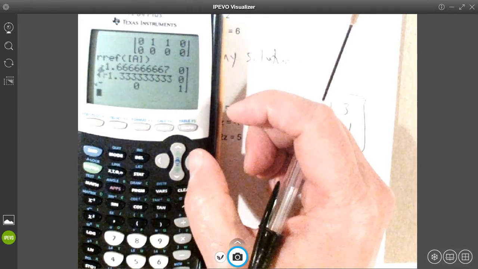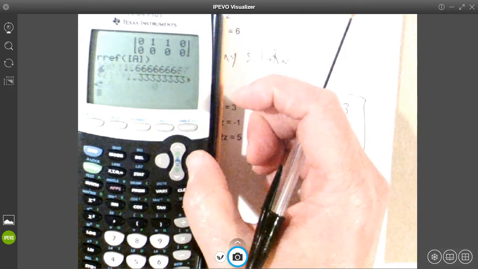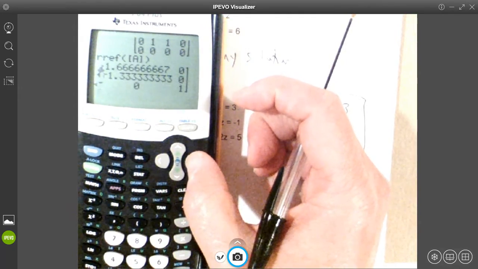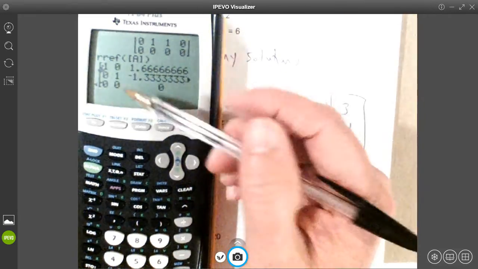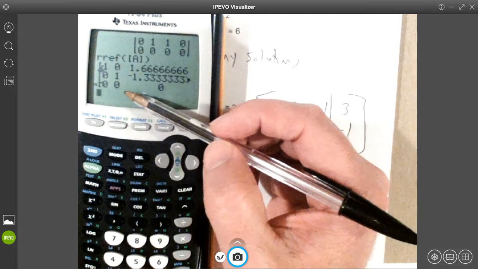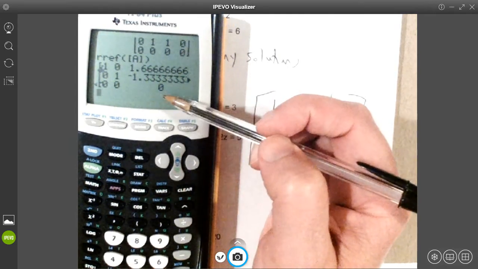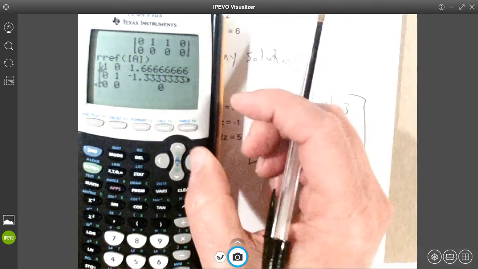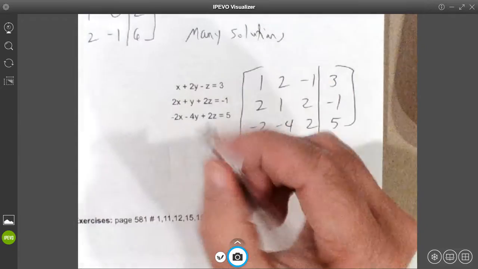So I can scroll over. All right. And take a look at that bottom row. I get 0 equals 1 this time. That bottom equation is never going to be true. 0 plus 0 plus 0, because these would be x, y, and z. And no matter what you put in for x, y, and z, it's going to be 0 plus 0 plus 0 equals 1. That's never going to happen.